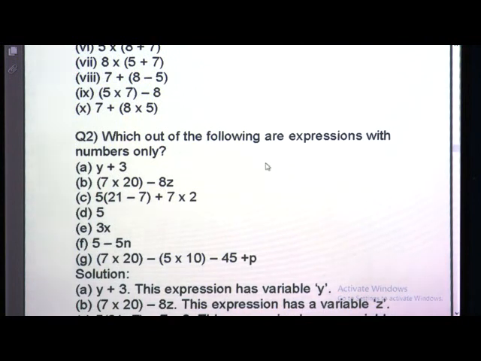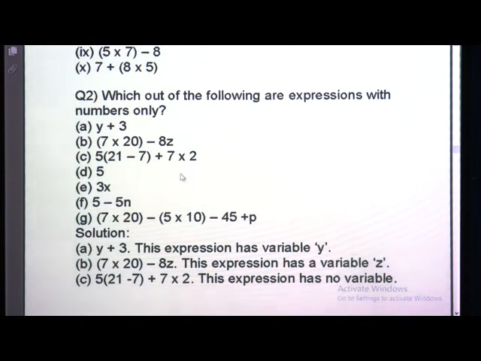Which out of the following are expressions with numbers only? Okay. Now, a few expressions are given, and we have to find the expressions which have only numbers. So, we can see y plus 3, the variable is there. 7 into 20 minus 8z, again the variable is there. 5, 21 minus 7 plus 7 into 2. So, C is the expression where we have only numbers. D is the expression where we have only numbers.